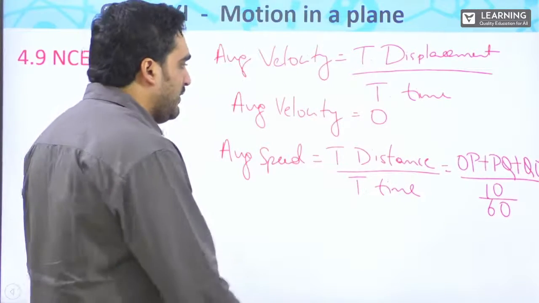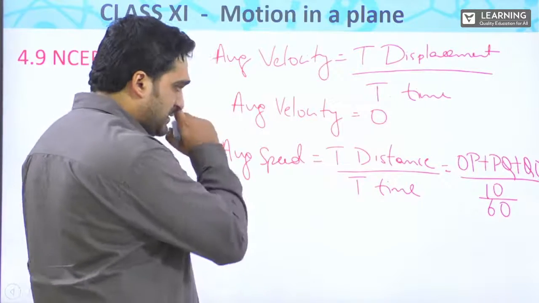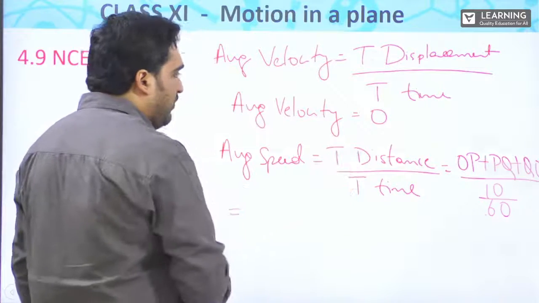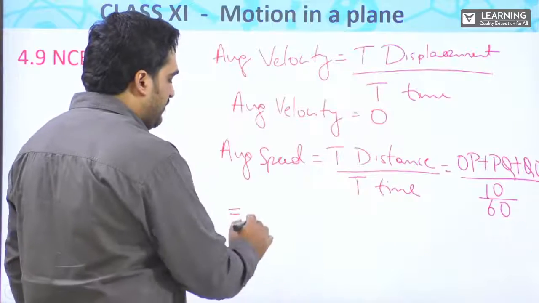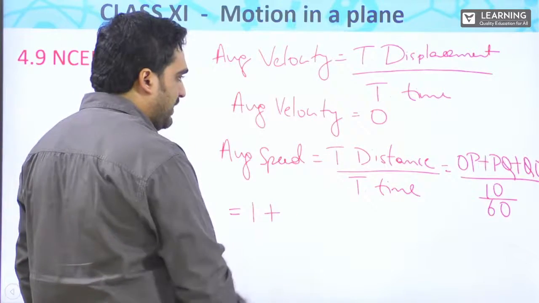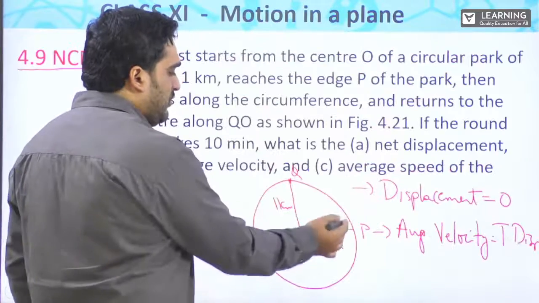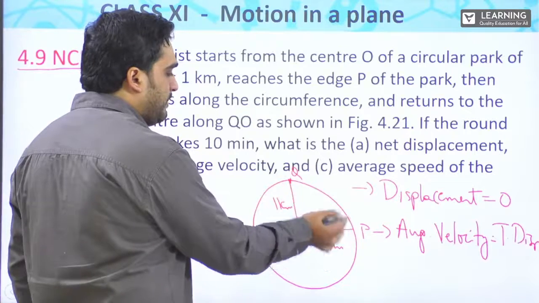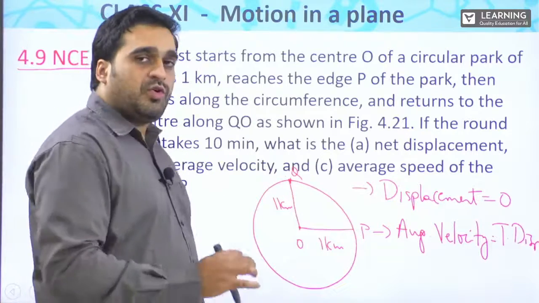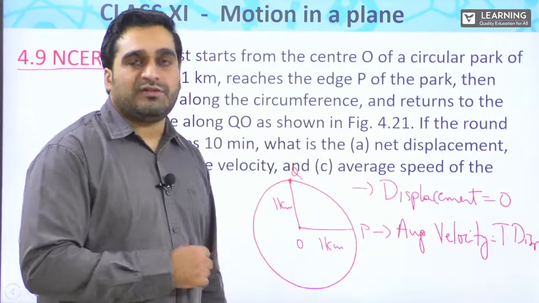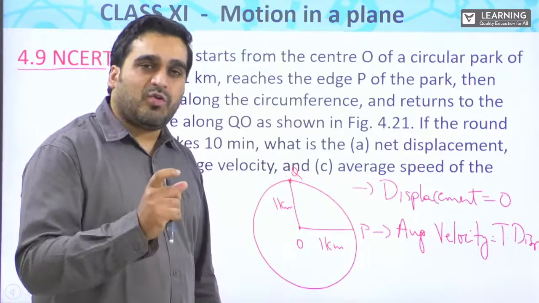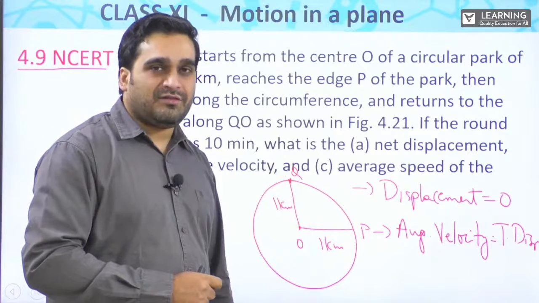Okay. What is the distance OP? OP is about 1 kilometer. All right. Plus PQ. Distance PQ. Well, this represents a quarter of the boundary of a circle. A quarter boundary of a circle.